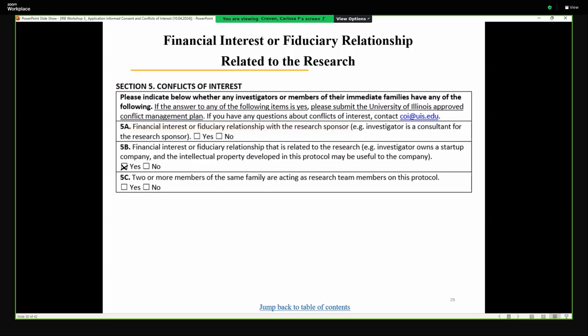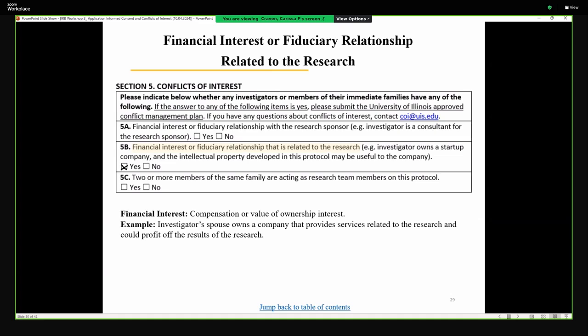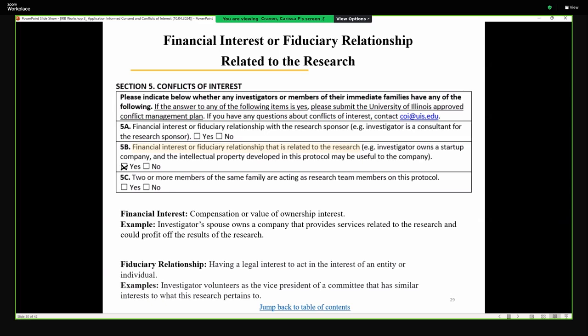If it is specifically related to the research, not necessarily with the sponsor of the research, your spouse, your partner might own a company that provides services, and you doing good research could make them money. That does kind of blur a line between the university and that company. And maybe if you are the vice president of a committee that has similar interests to what the research pertains to, that might encourage you to fudge some details or some data. Not saying you will, but there is the chance, the potential to be seen that you are doing that. So that's what the fiduciary relationship could be.